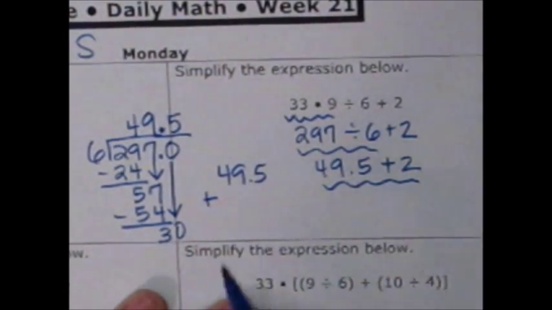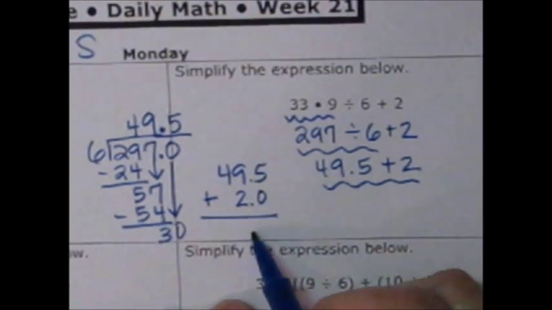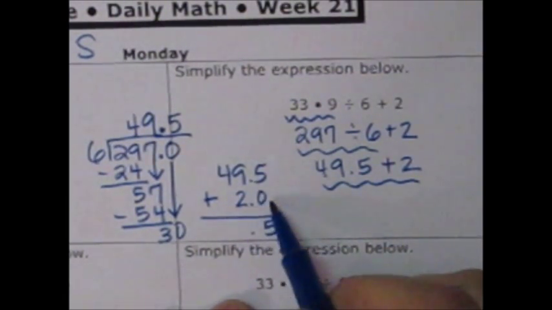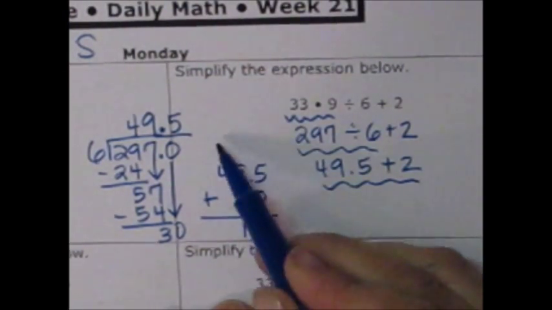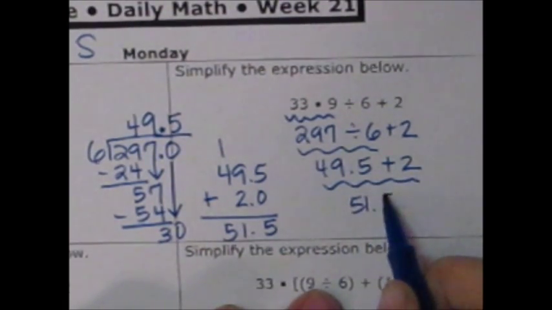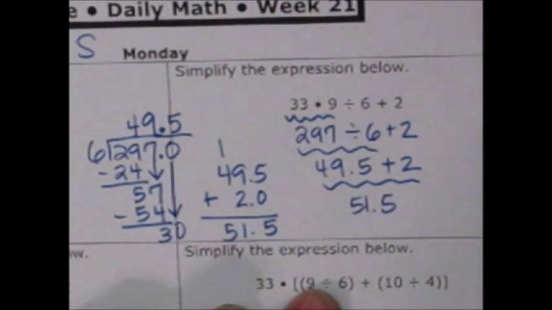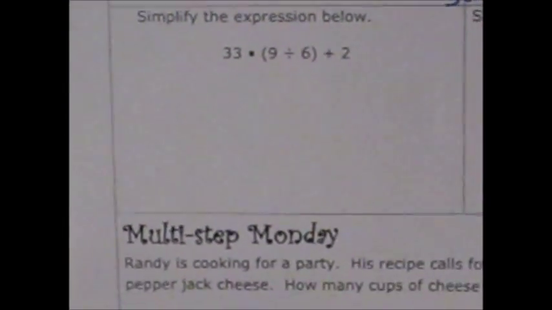Now remember, when you're adding, you do need to add up that place value. Okay, you can't put the 2 here because that's in the tenths place. 9, 10, 11, carry the 1, 5, 51 and 5/10. That would be your answer. Okay, let's move on to the third simplifying expression.